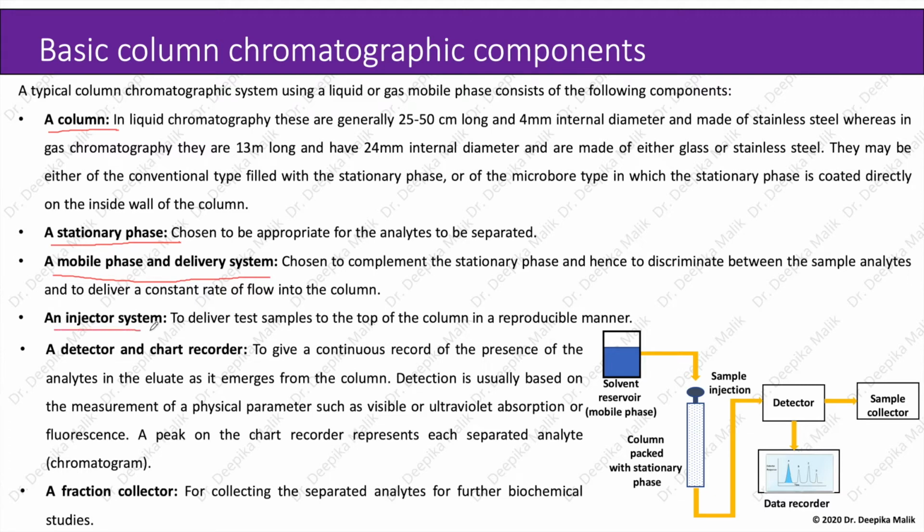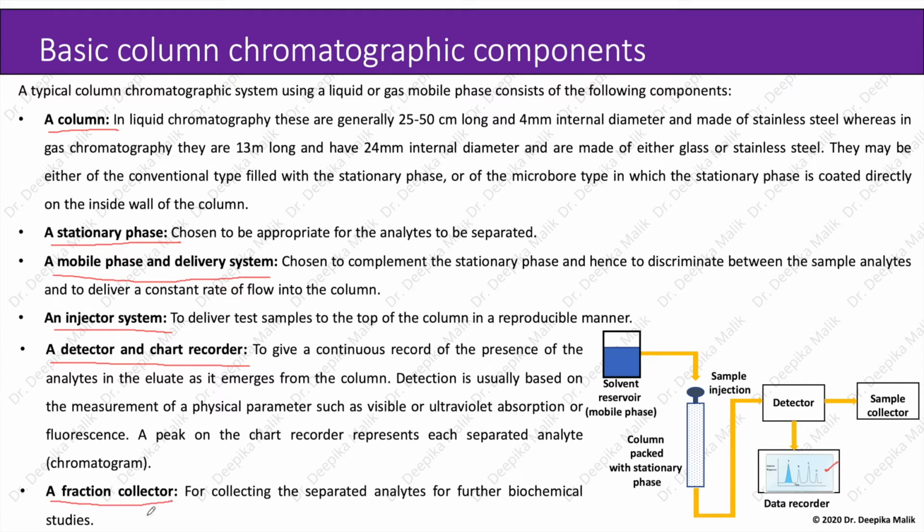An injector system, which is used to deliver test samples to the top of the column in a reproducible manner; a detector and chart recorder to give a continuous record of the presence of the analytes in the eluate as it emerges from the column. Detection is usually based on the measurement of a physical parameter such as visible or ultraviolet absorption or fluorescence. A peak on the chart recorder represents each separated analyte. So basically the detector detects the analytes and represents the data in the form of a chromatogram. And a fraction collector for collecting the separated analytes for further biochemical studies.